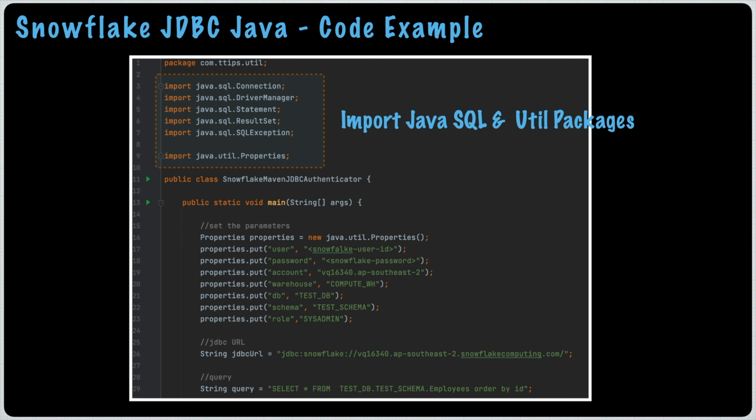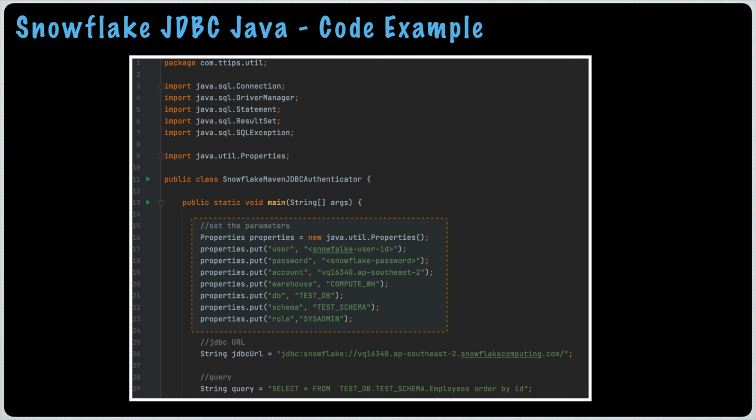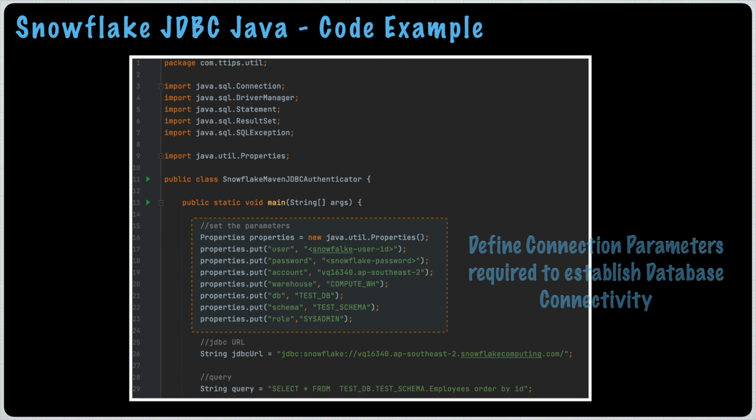Line number 11 is the name of the Java class followed by the main method, which is the entry point for this Java program. Line number 16 creates a java.util.Properties object named properties. We create an empty object and this will hold all the key value pairs. In line number 17 to 23, we are using the put method to set the key value pairs in the properties object, where we are passing username, password, warehouse name, database name, schema, and role name. Now our properties object is all set and Snowflake specific configurations are fed into this properties object.